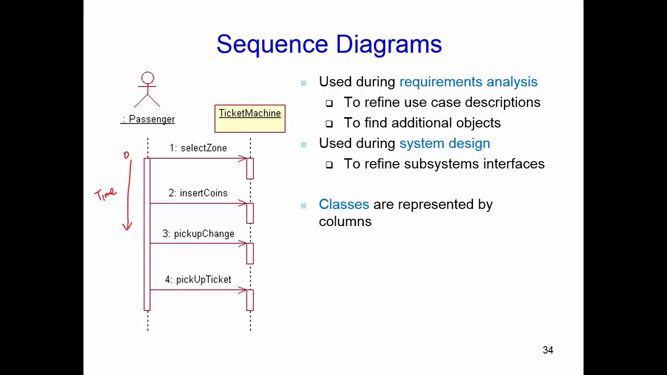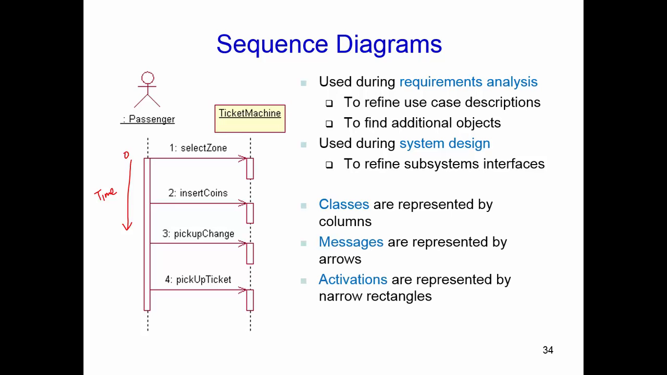Classes are represented by columns. So again, those classes are listed at the top. Messages are represented by arrows. And activations are represented by narrow rectangles. So these bars here are representing time. This is the time it takes to complete this action. This is the time it takes to complete this action, and so on. This bar right here is long because this is the complete time spent by the passenger.